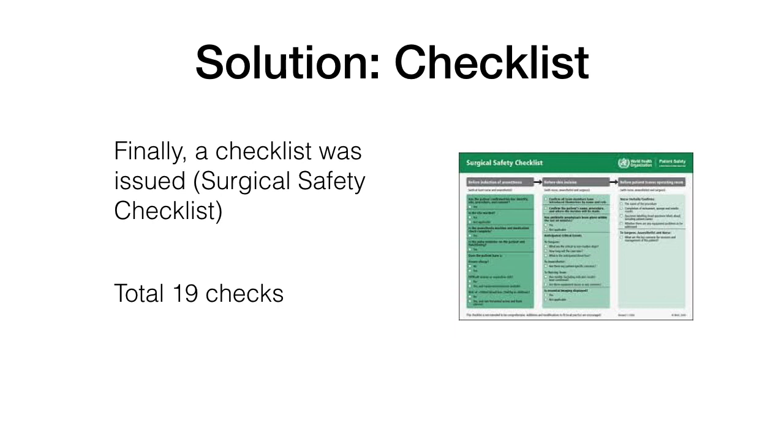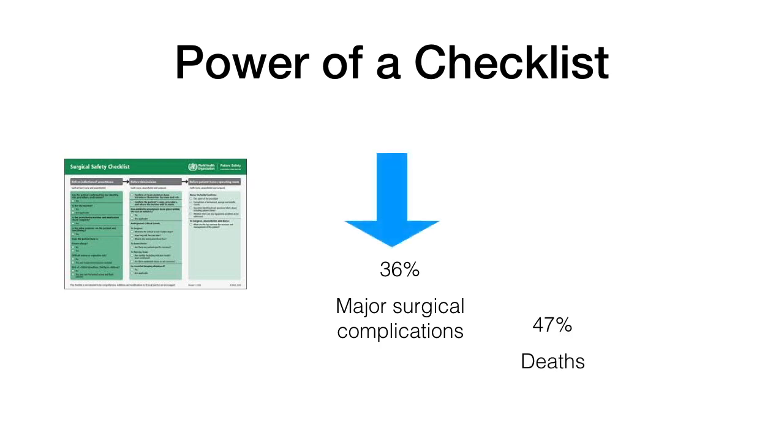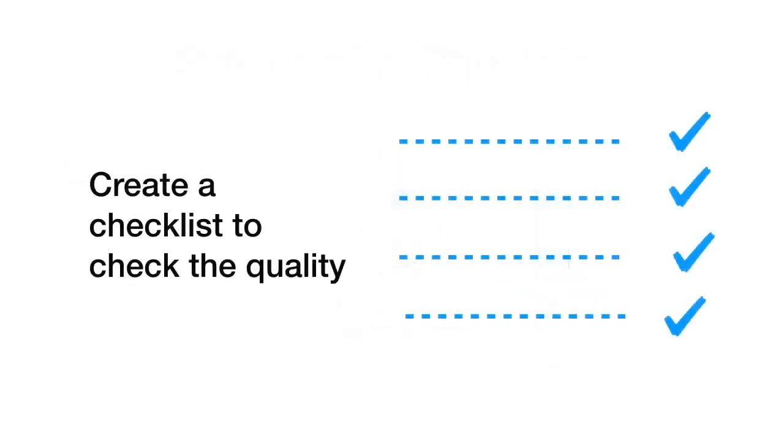So did a checklist, a simple piece of paper, make a difference to unsafe surgical practices? You'll be surprised with the results. Over 3 months in a pilot implementation, major surgical complications fell by 36% and deaths fell by 47%. Imagine a simple checklist had made such a huge impact in improving surgical safety, and that too worldwide. So this is the idea. Create a checklist to check the quality of your SOPs.